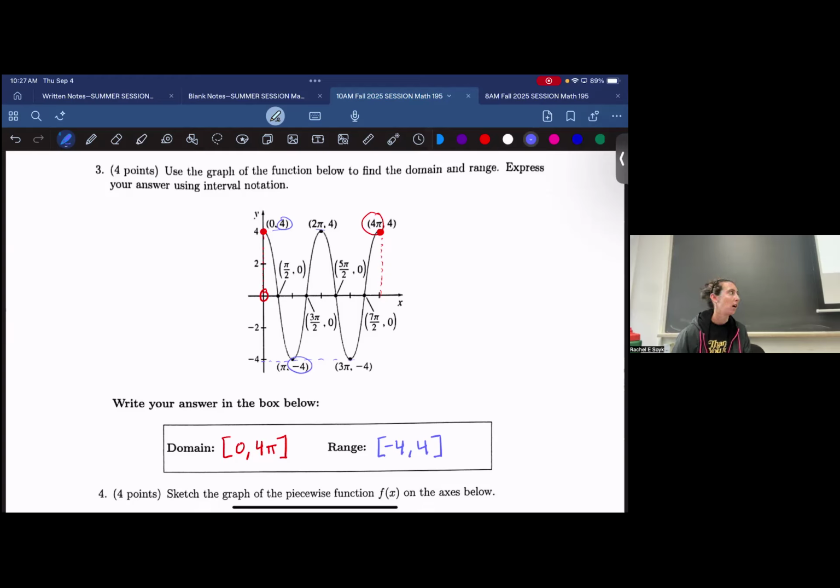Question 3 was probably the fastest problem to solve on this quiz. Everyone moving forward especially should get these types of questions right on assessments. It's just being able to read a graph properly.